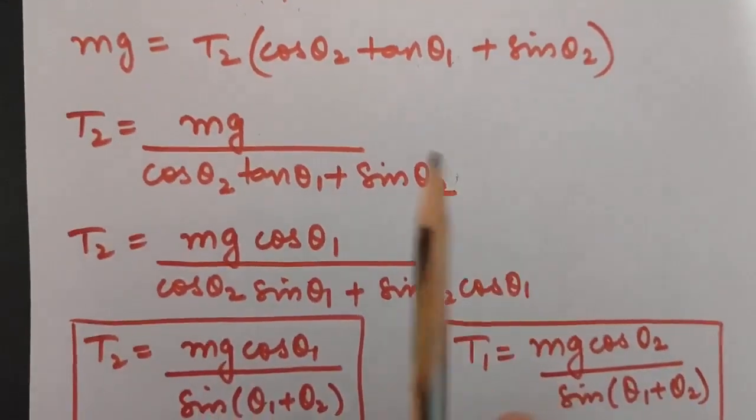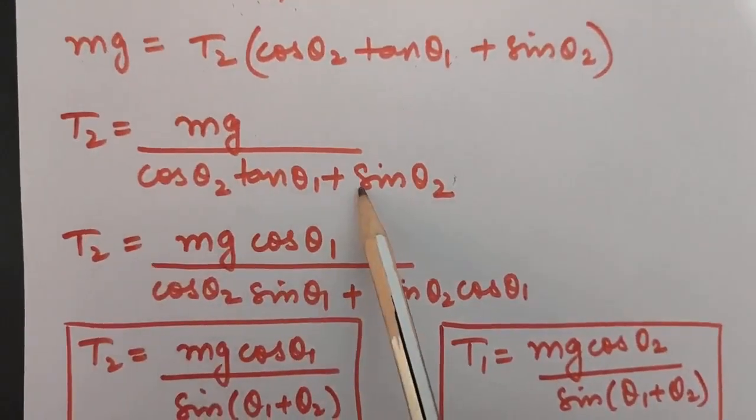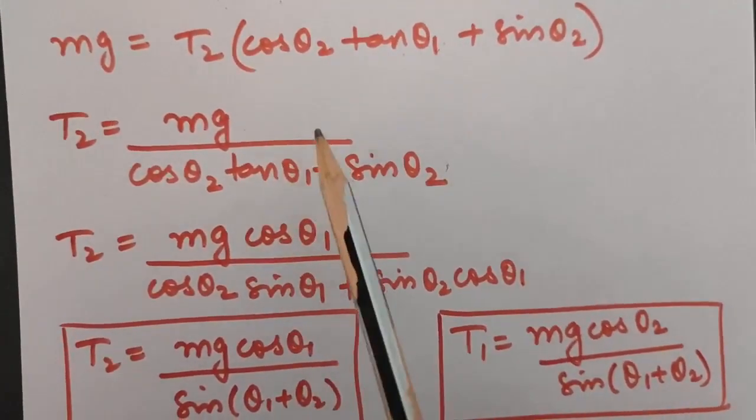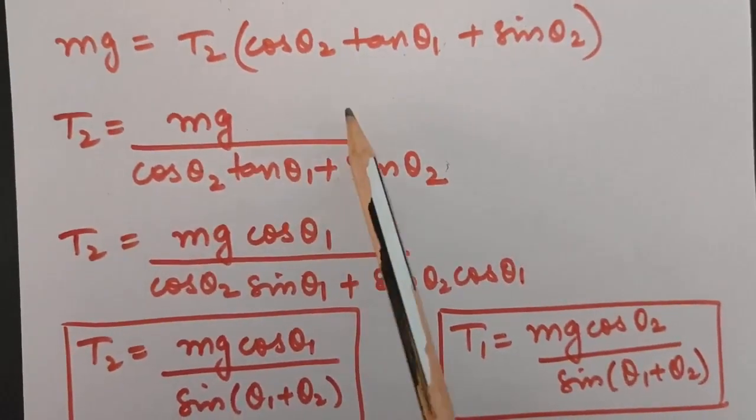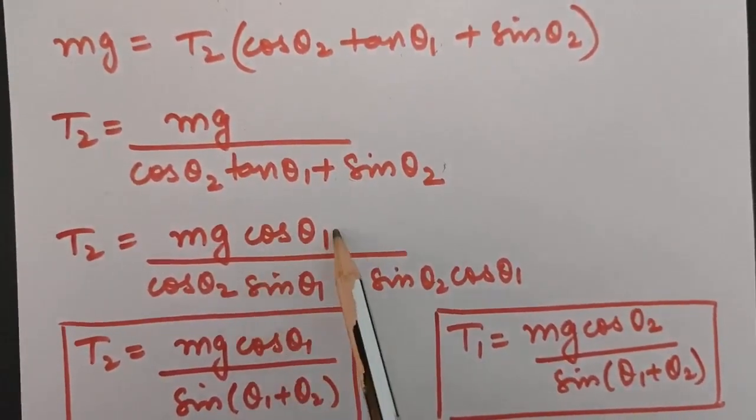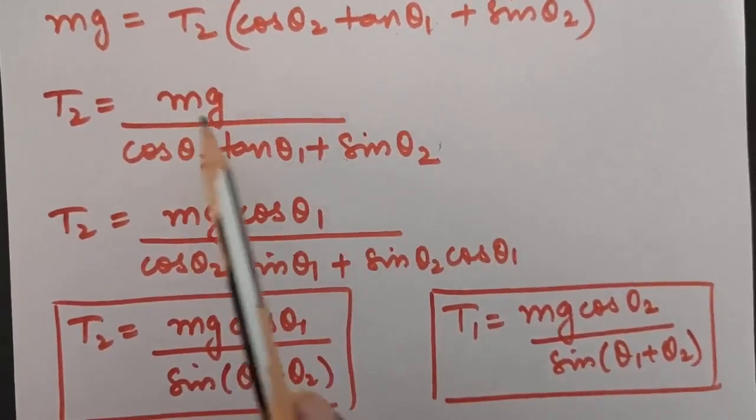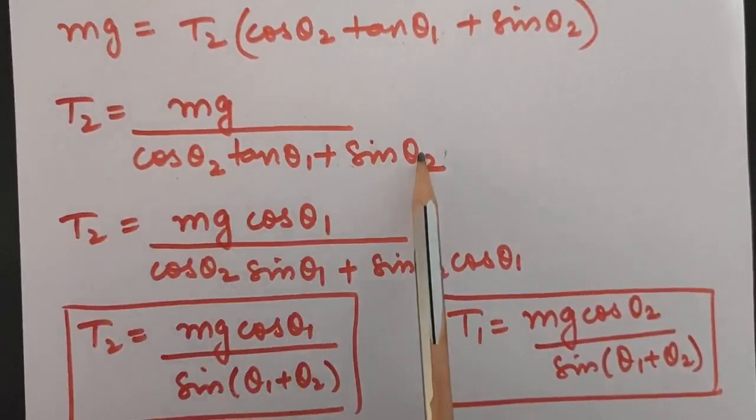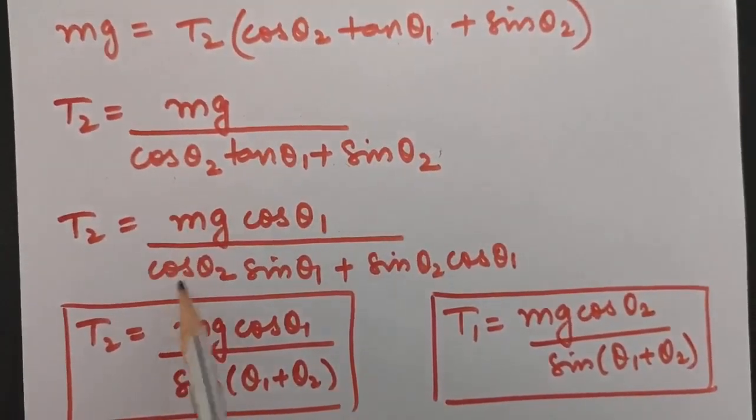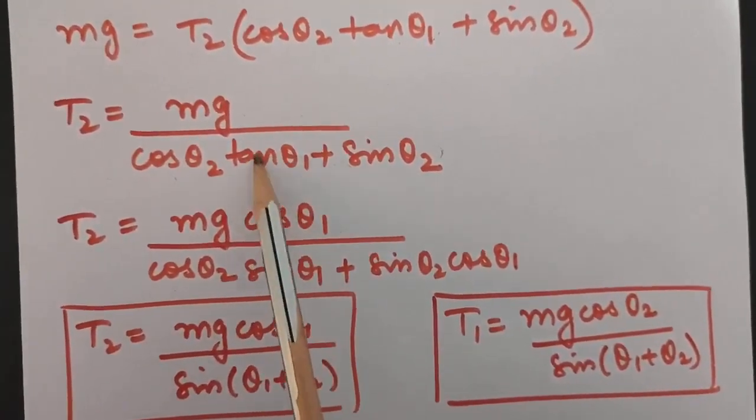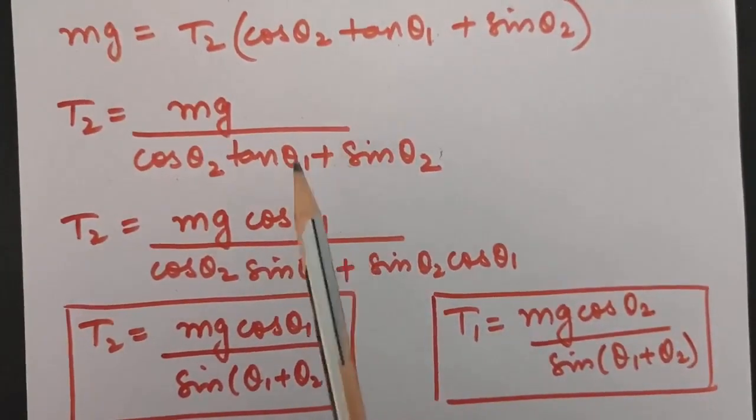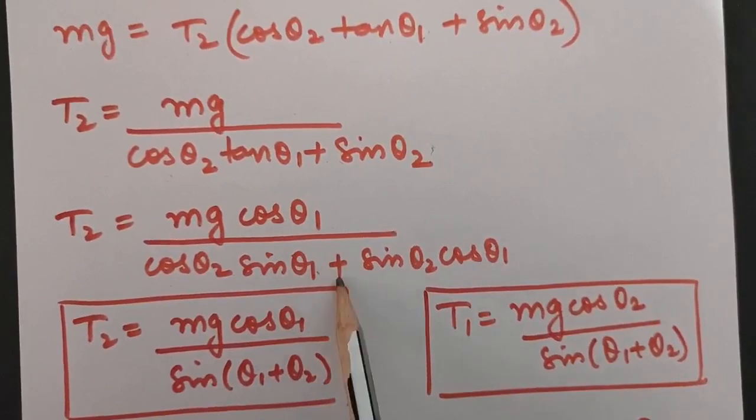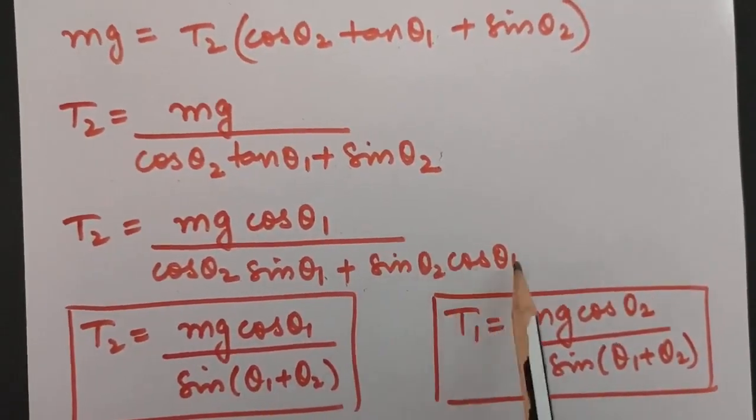Okay, so you can do up to here as well, but just to make it a little simpler, I am multiplying both numerator and denominator by cos theta 1. Okay, so if I multiply cos theta 1 in numerator, it will become mg cos theta 1. And if I multiply cos theta 1 in denominator, so it will be cos theta 2. See, this is nothing but sin theta 1 upon cos theta 1 into cos theta 1. So cos theta 1 will cancel out. So you will be left with sin theta 1 cos theta 2 plus sin theta 2 cos theta 1.